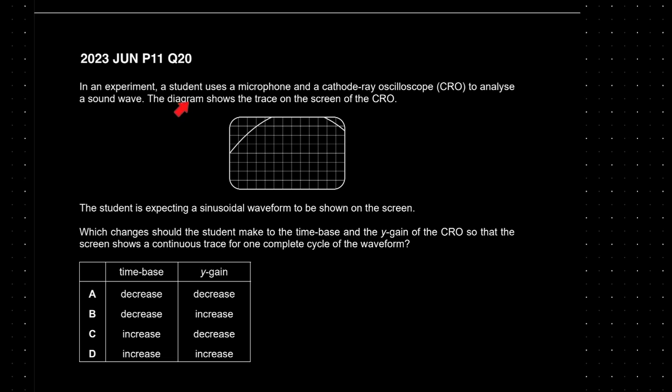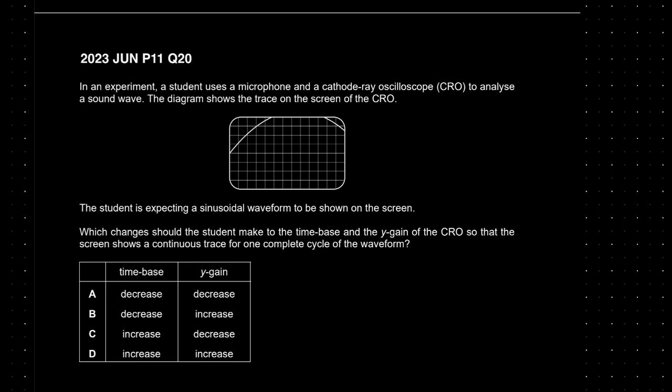20, in an experiment, a student uses a mic and a CRO to analyze the sound wave. Diagram shows the trace on the screen of the CRO. The student is expecting a sinusoidal waveform to be shown on the screen. Which changes should the student make to the time base and the y gain of the CRO so that the screen shows a continuous trace for one complete cycle of the waveform?